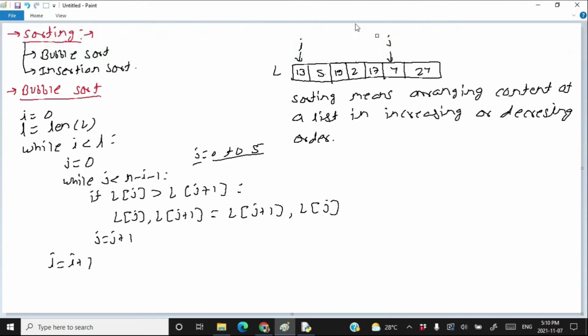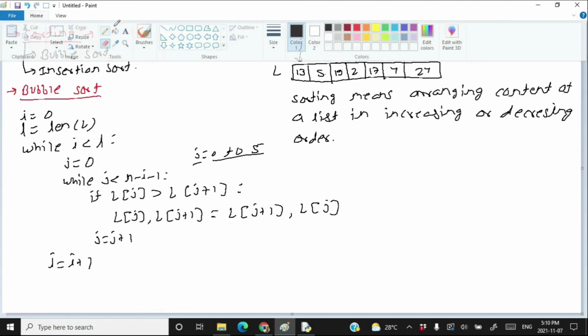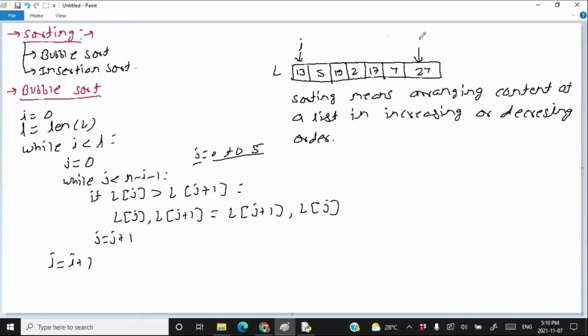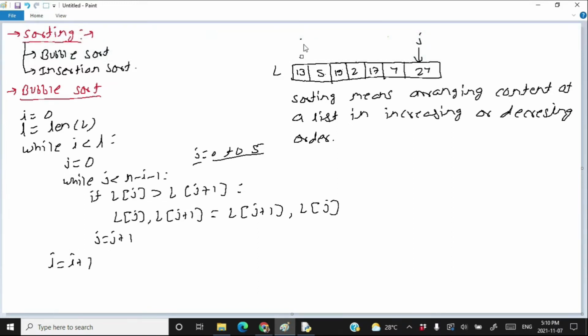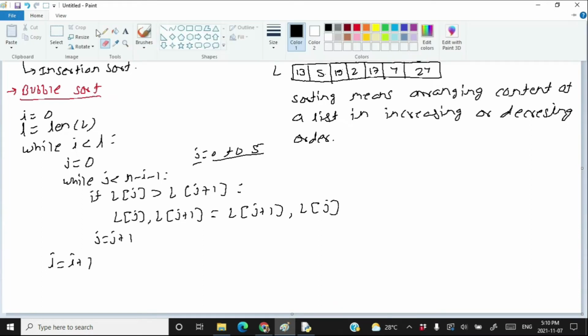Now the value of j becomes 6. Since the value of j is 6, the inner while condition gets unsatisfied now, and the inner while loop comes to an end. Increase the value of i by 1.